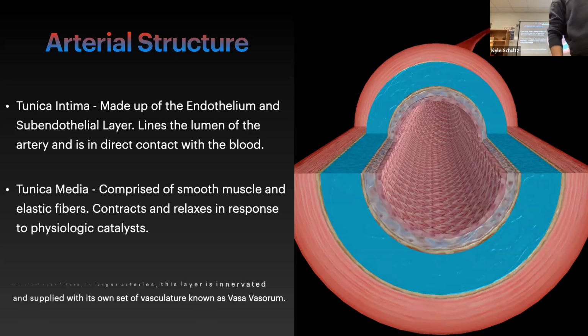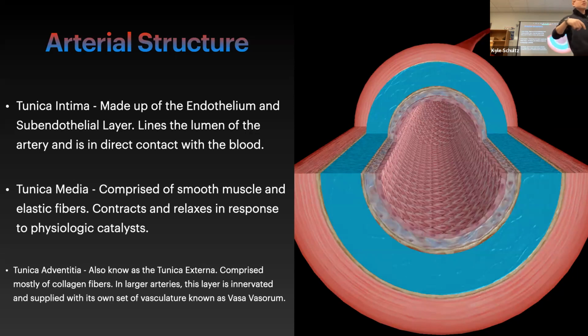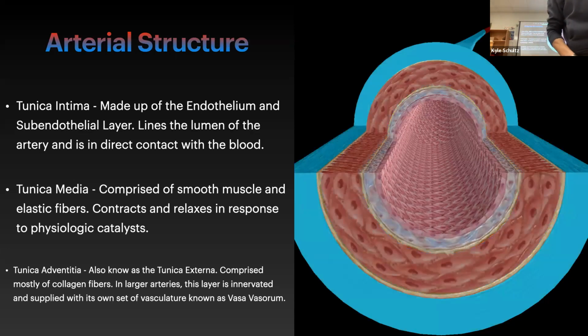The next layer is going to be the adventitia. This is also known as the externa. They're pretty interchangeable. I usually heard it called the adventitia more than the externa, but if you hear externa, that's also a correct term. This is going to be mostly collagen. In the larger arteries, I think this is kind of cool. That layer is actually innervated with its own supply of nerves and vasculature called vasa vasorum. So if you ever hear that term, vasa vasorum is like a really teeny tiny microcirculation to that area. So the larger arteries have their own blood supply, which I think is kind of cool, right? There it is highlighted on the screen.